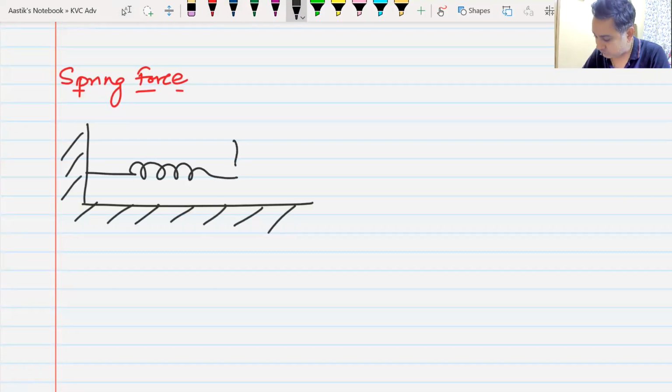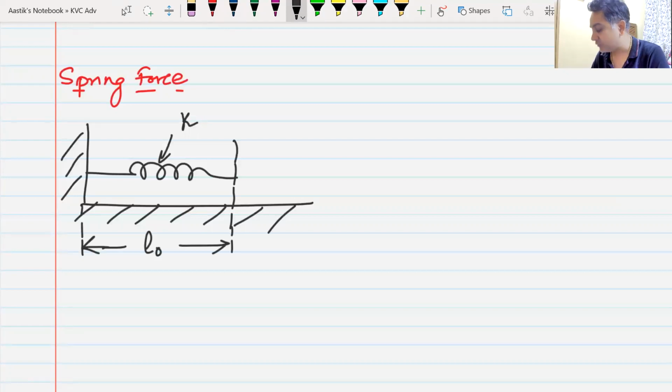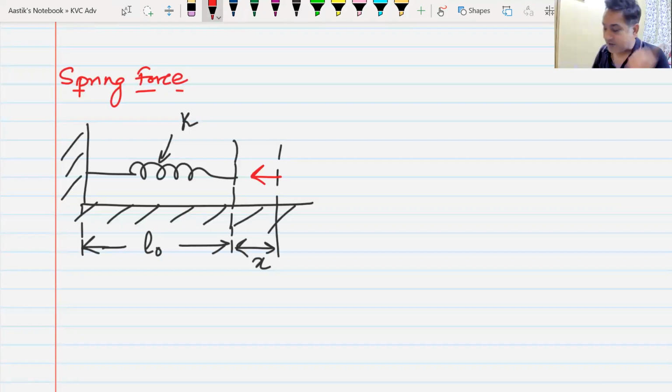So if I have a spring, every spring has something known as the force constant. Yes or no? Every spring also has a natural length, L naught. When the spring is in its natural length, there is no force in the spring. If I now extend this spring by x, this is an extension, the spring will try to pull it back. The force will be equal to kx. Okay.